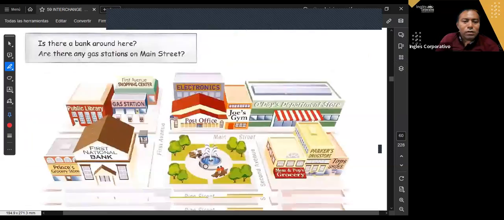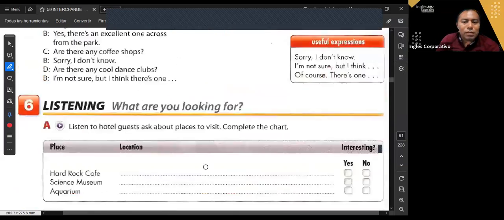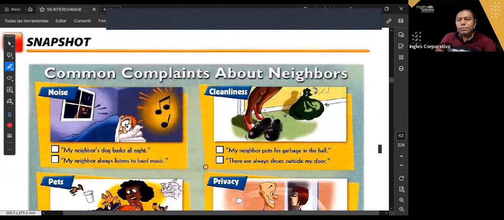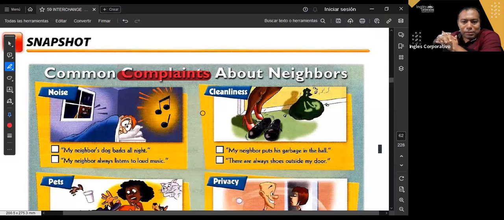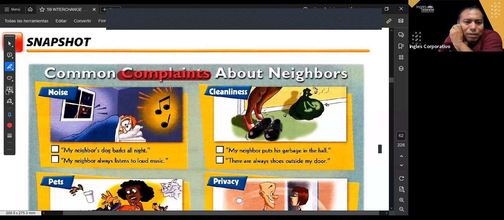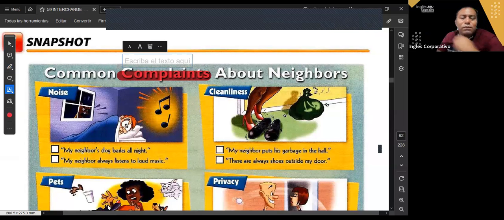Okay, that's nice. So I'm going to skip this one because you already do it in the platform. So here you have common complaints about neighbors. Complaints is when you discuss a topic because you don't like your neighbor's activities. Is the meaning of complain clear? For example, your neighbor has a lot of dogs and they bark all night. So you have a complaint. Complaints about neighbors. Okay, very good.